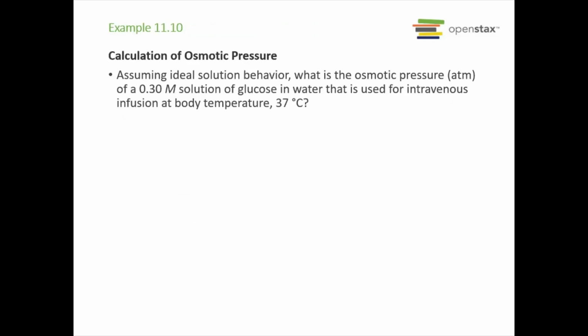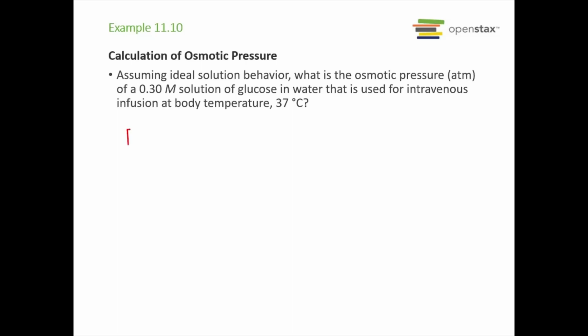So let's go ahead and look at an example real quick, and we're going to calculate osmotic pressure. Assuming ideal solution behavior, we want to find the osmotic pressure in atm of a 0.30 molar solution of glucose in water that is used for IV infusion at body temperature, 37 degrees Celsius.